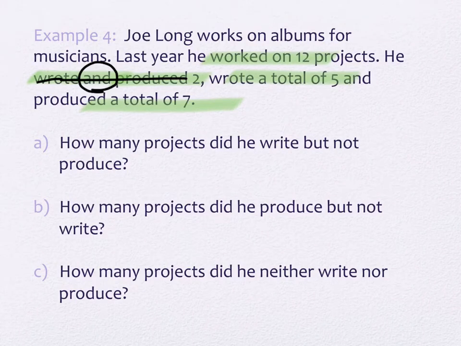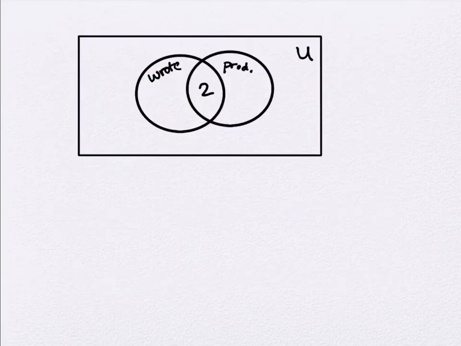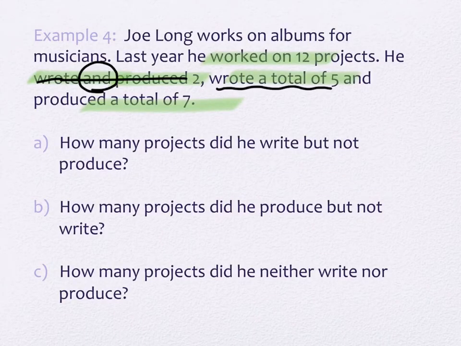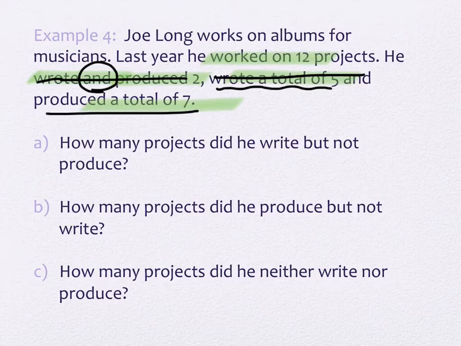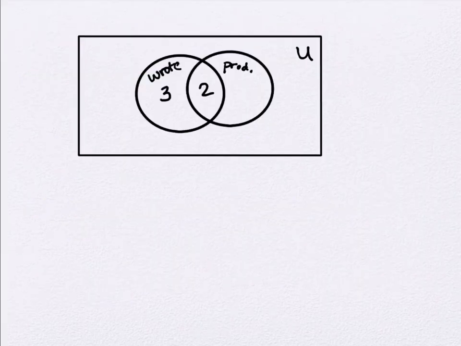What could I do next? Put 3 in wrote, I think. Okay, good. So we can move on to the wrote category. And you're exactly right, Percy. We can put a 3 there, because now the 3 and the 2 that are on the diagram add together to be 5, which is how many he wrote. So we've done this one. Now what? Produced. He produced 7 total. So we need a 5 out here because there's already 2 accounted for in the middle. Now there's a total of 7 in the produced circle.